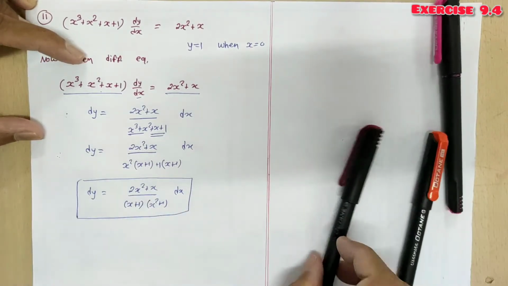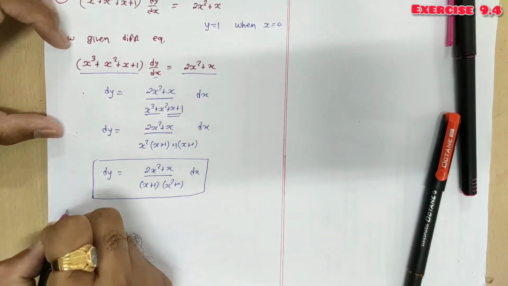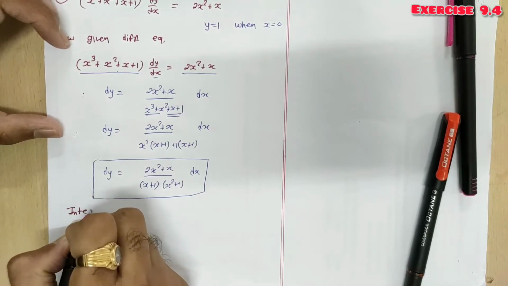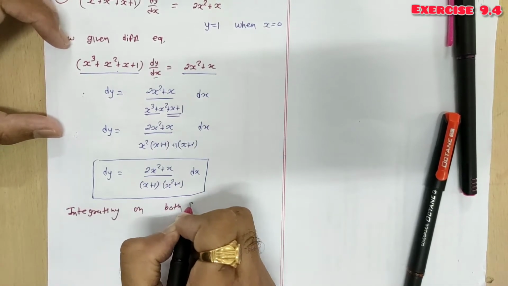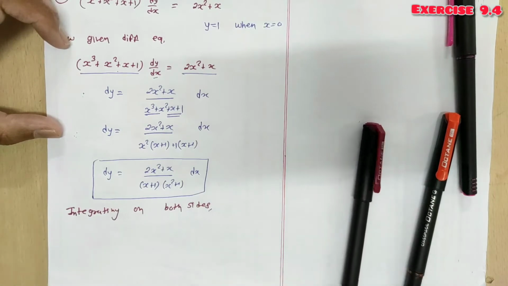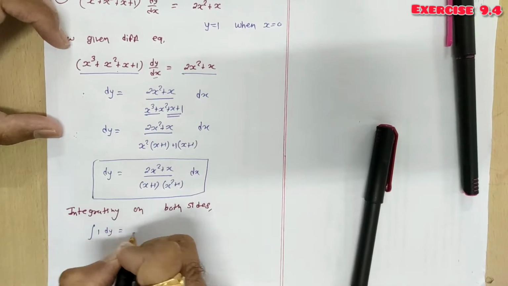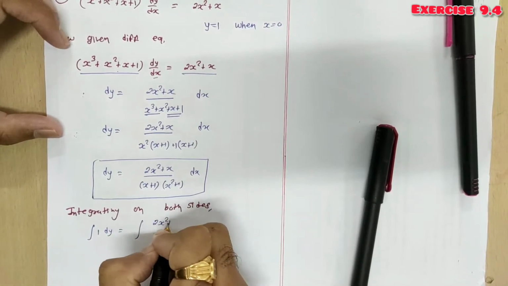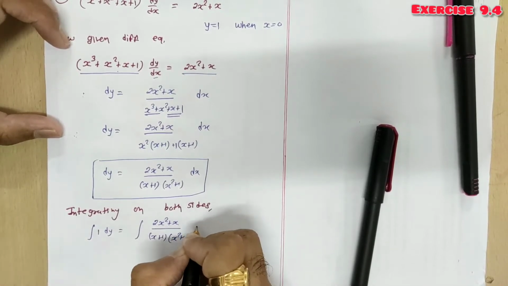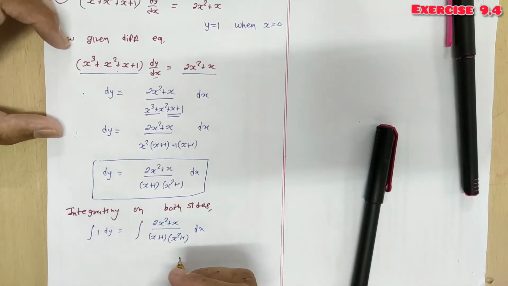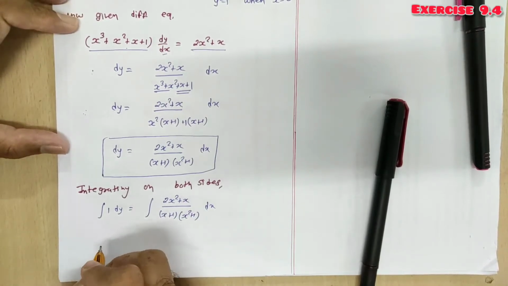Now we have to take integration on both sides. So integrating on both sides, we get integration of dy equal to integration of (2x square plus x) upon (x plus 1) into (x square plus 1) dx. Now we have to integrate this by using partial fractions. So now we are applying partial fractions.